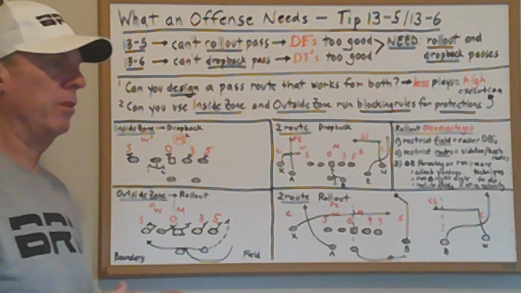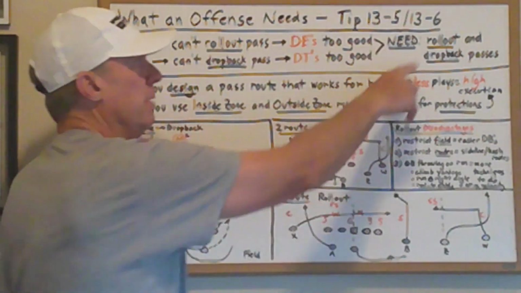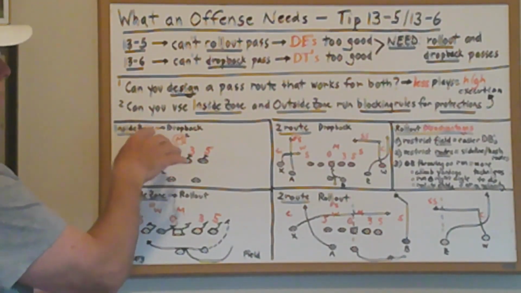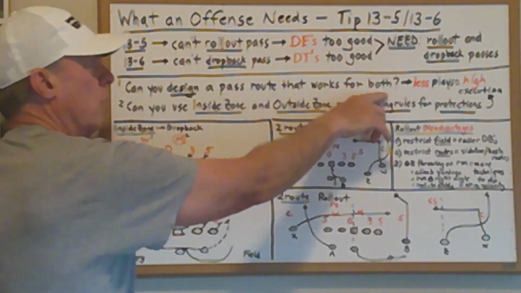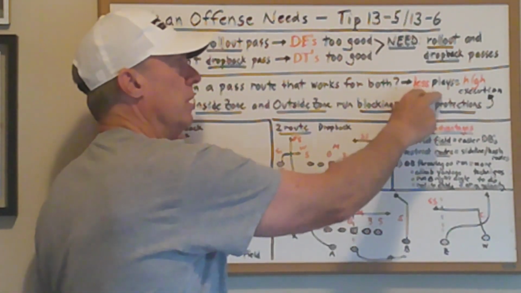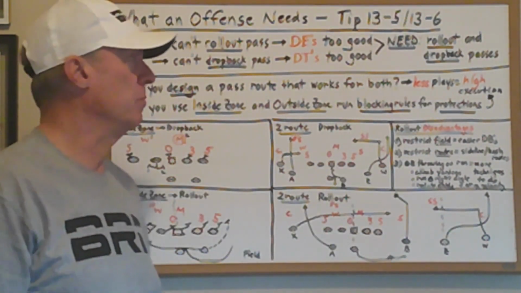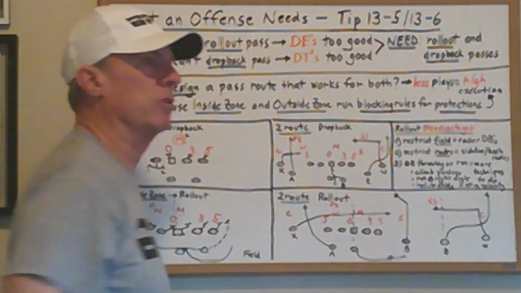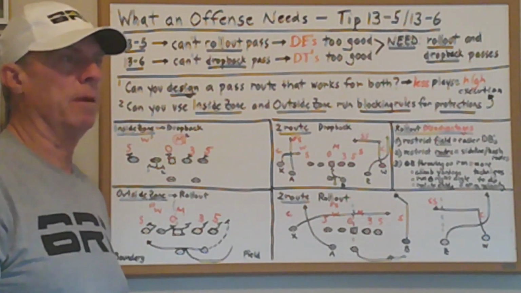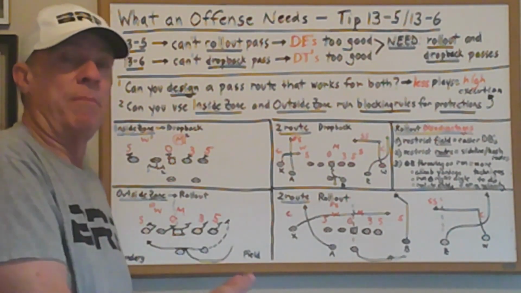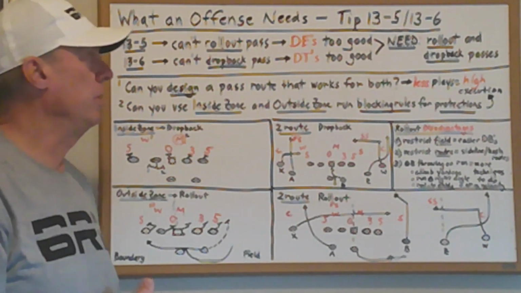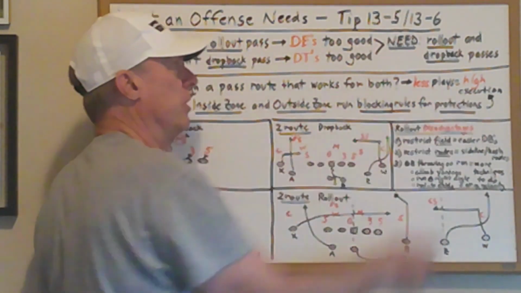So what are the things that we need to consider if we're going to need both rollout and drop back passes? Well, number one, we want to be able to design a pass route that works for both. And the reason we want to do that is we don't want to overburden our players with a lot of plays. We would rather have a high execution. So if we can design a pass route or a pass concept that would fit a drop back pass and a rollout pass, then that would give us an opportunity to have fewer plays and a higher execution by our players.